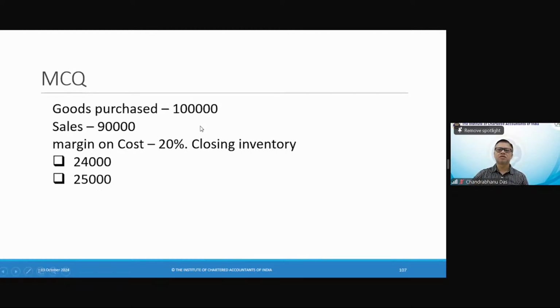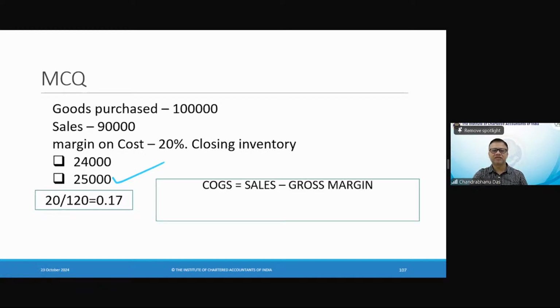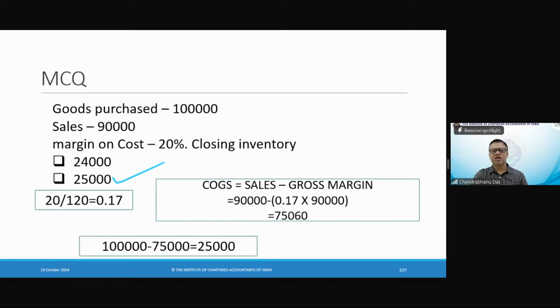Chaitanya, tell me. 25,000. Very good, 25,000 is the correct answer. Your margin on sales is 0.17. COGS is sales minus gross margin, 90,000 minus 0.17 into 90,000, so it is 75,060. So 1 lakh minus the 75,000 is 25,000.